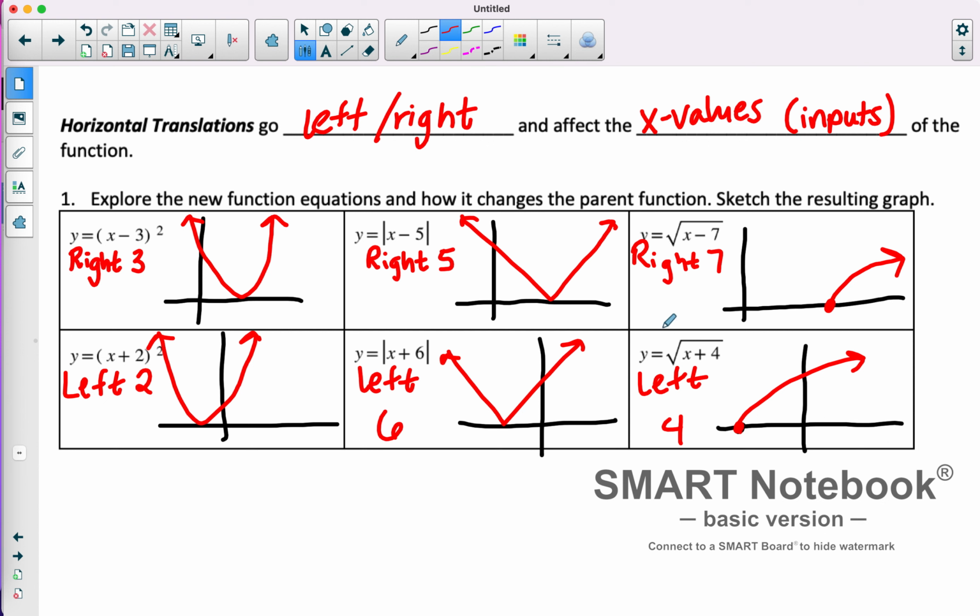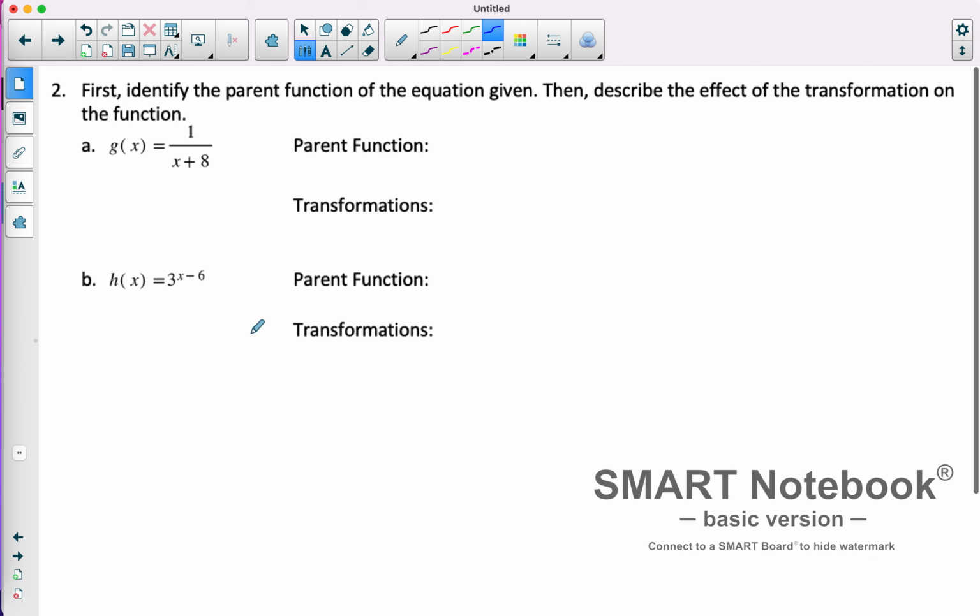So what we hopefully noticed is that when you change that value inside of the function, you're affecting our inputs. So if we had y equals whatever that function is, whether it's x squared, or something squared, x plus some number, x minus some number, whatever that number is moving it left or right. Now when it was plus, it moved it to the left, and when it was minus, it moved it to the right. So if I have these functions, we want to identify what is the parent function and then describe the transformation that's going to happen.